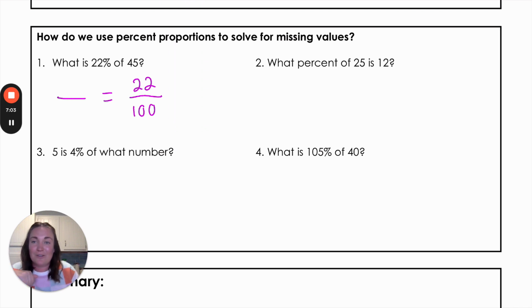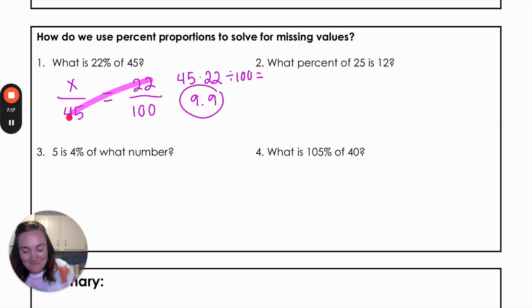So we got the 22 and the 100 taken care of. Of 45, remember, is over of. So of 45 means that 45 is the whole on the bottom, and x is going to be on top. Pause here and practice the proportion skills. All right, so looking for those two numbers diagonal from each other, multiplying them, dividing by our leftover number. 45 times 22 divided by 100 is 9.9, and that is the same answer you would get if you typed it into Desmos.